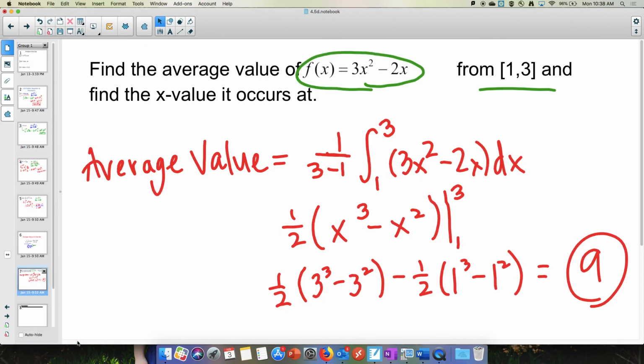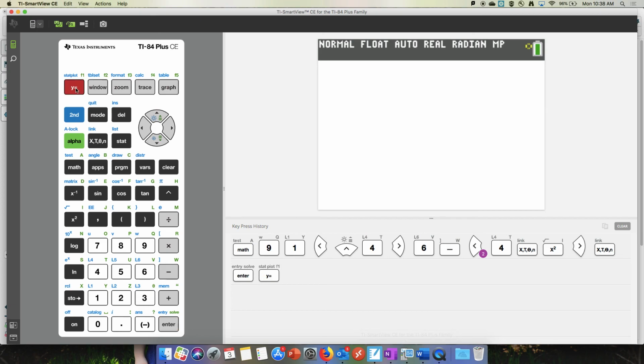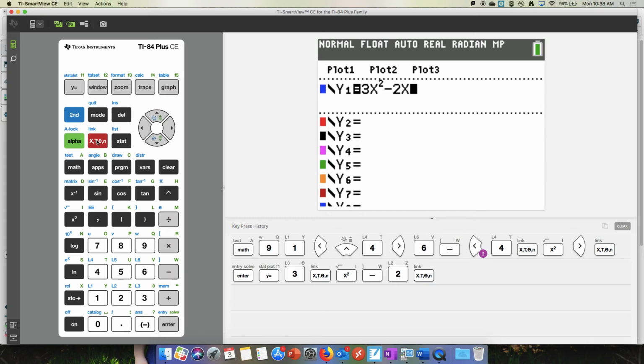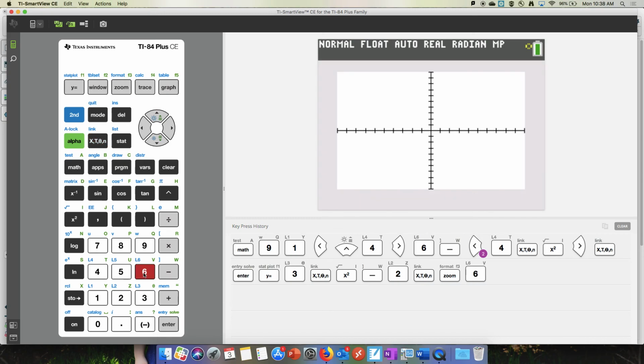3x squared minus 2x. Okay, so here is our curve. All right. Our interval 1 to 3, right? Here's x equals 1. And then x equals 3, we're going to have to go way up here. So the average y value from x equals 1 to x equals 3 is 9.